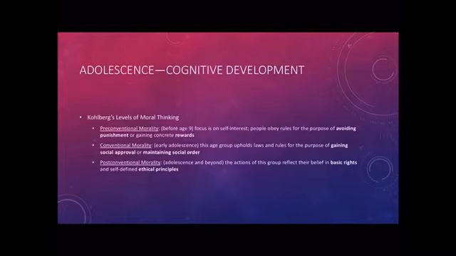Oftentimes when you see a multiple choice question on this, they'll give you 4 options of pre-conventional, conventional, post-conventional, and unconventional morality. Unconventional is not real, they just use it as a distractor option, so just be aware of that.